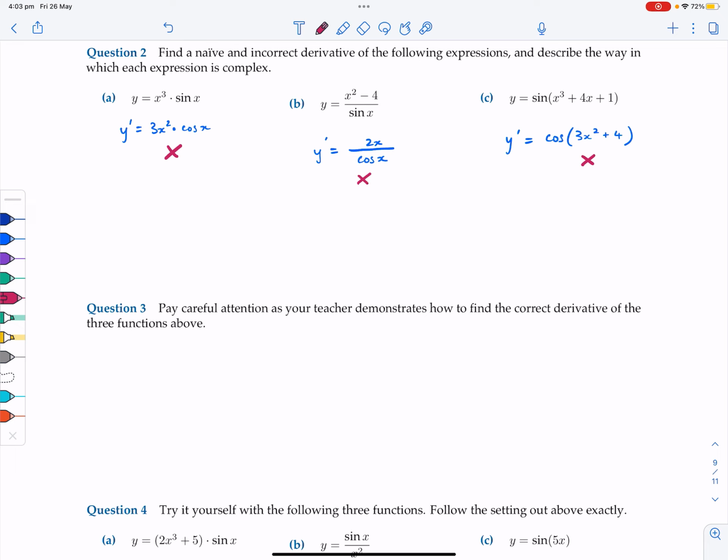But describe the way in which each one's complex. Well, the first one is a product. It's a product of 2 functions. Okay, the second one's a quotient of 2 functions. And the third one, well, this is a composition. All right, it's a function of a function.